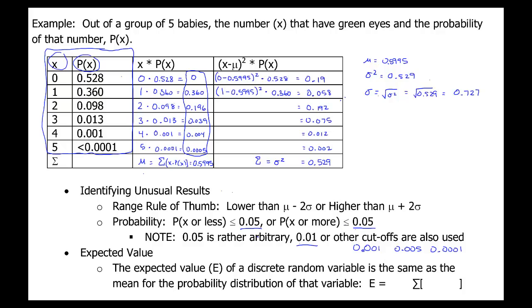The last equation we're going to learn is expected value. Expected value is the same as the mean for a probability distribution. So expected value E is the same as the mean, which we learned the equation before as x times the probability of x, all added together. So we'll do one more example to show that one.